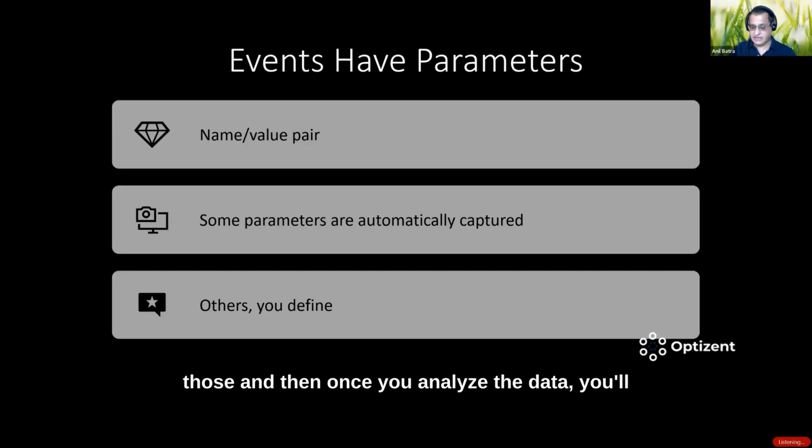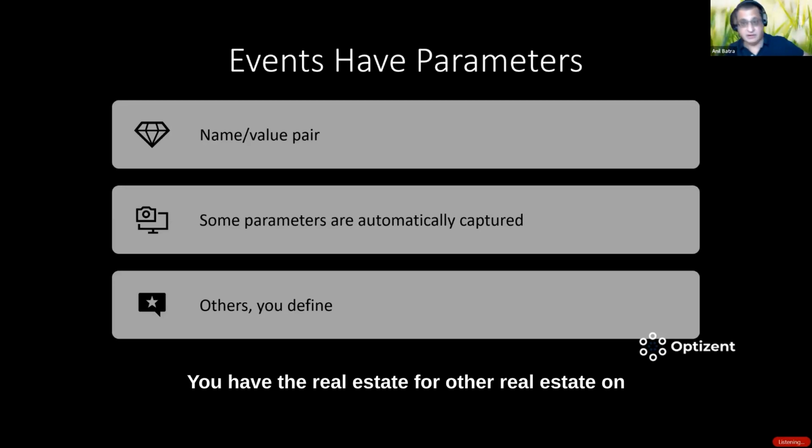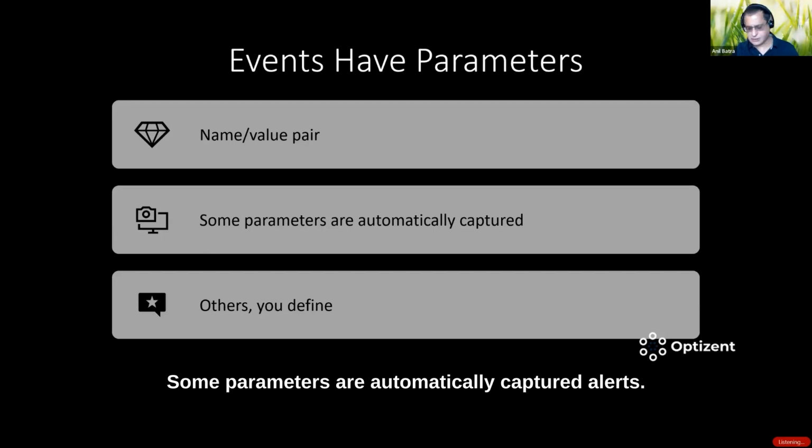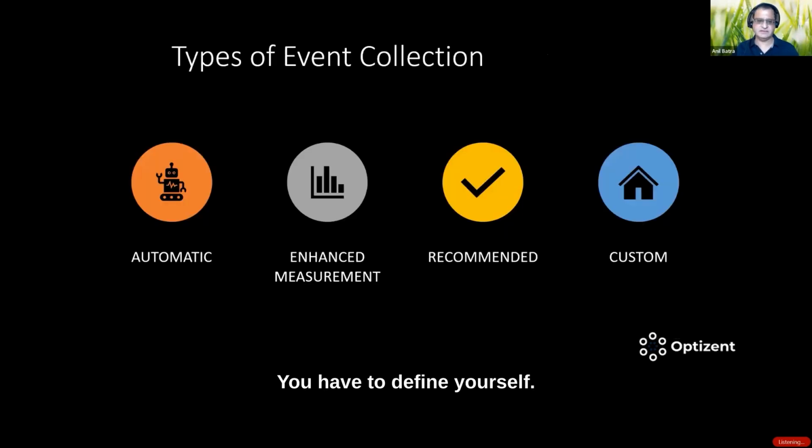You can define those, and once you analyze the data, you'll know where users are clicking and which one is helping users take the desired end action. Maybe you find out that the main one is the one that works, then leave it. You have the real estate on top and on the side to do other things. So that's the kind of insight you can get once you have these parameters. Parameters are name-value pairs. Some parameters are automatically captured, others you have to define yourself.